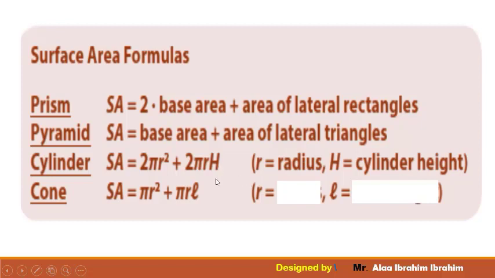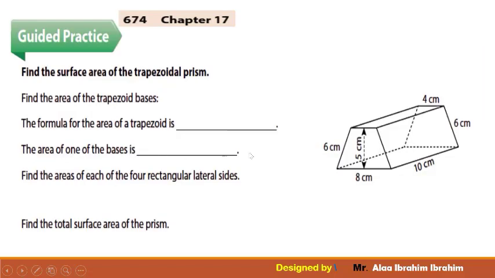The height is the perpendicular distance from the vertex, or the top, to the bottom, but the slant is the slope, the height along the side of my lateral, with the pyramid or with the cone, anything like this.